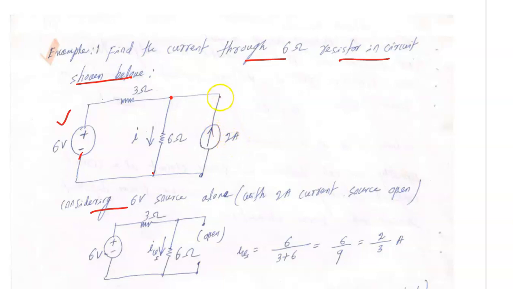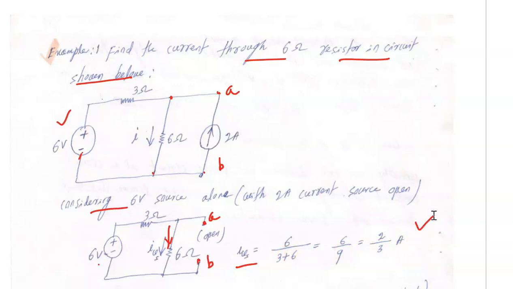So what will be its internal impedance? Infinity, because it's an ideal independent current source. So the circuit will be open at this terminal, let's say it is AB, so AB is open. Now you can find out the current I due to the voltage source alone, which is 6 upon 3 plus 6, a simple circuit, which is 2 by 3 ampere.